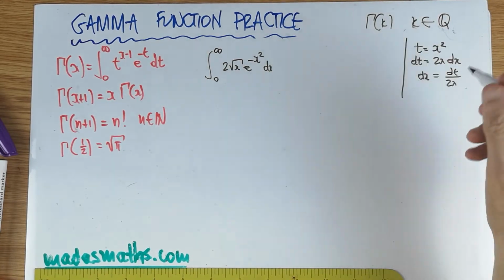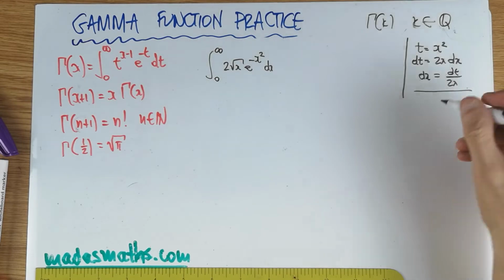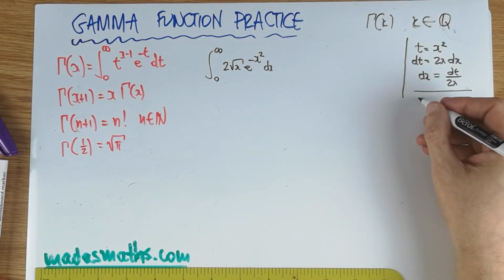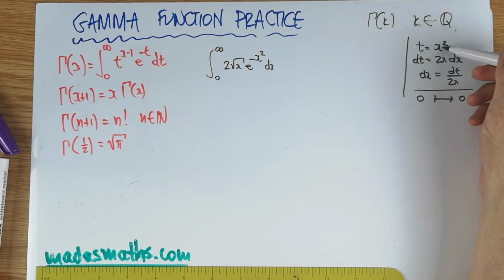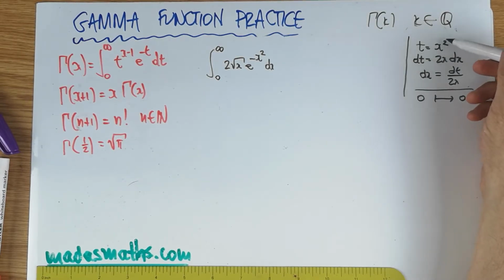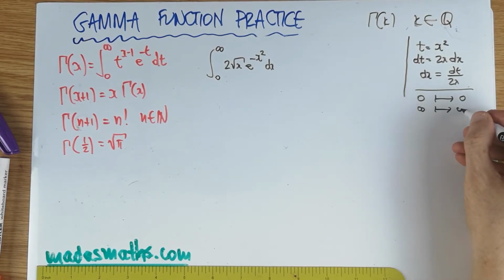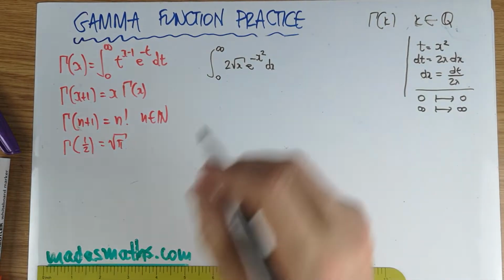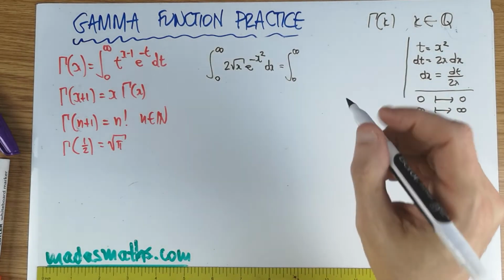So we're checking the limits next. What happens to the limits? When x is 0, t is also 0, so 0 maps to 0. And when x is infinite in the integral, so is t. So infinity maps to infinity. For this particular one, there's no need to change anything as far as limits are concerned.